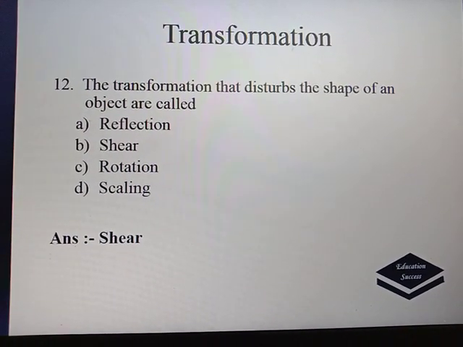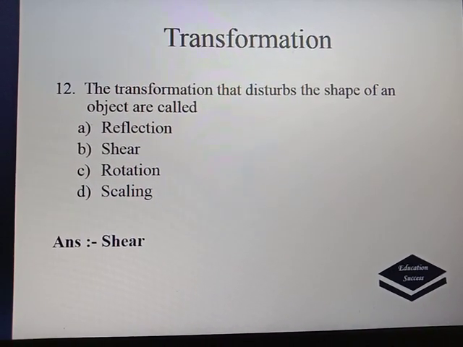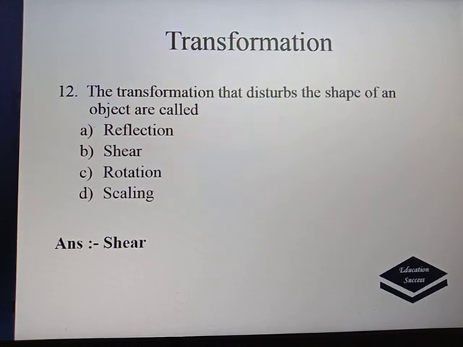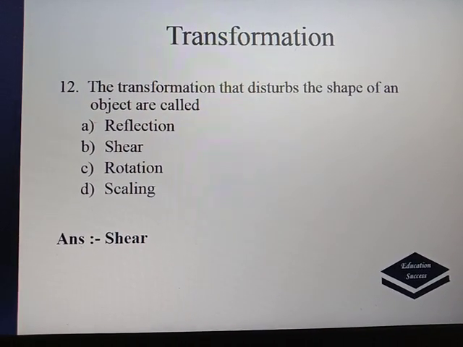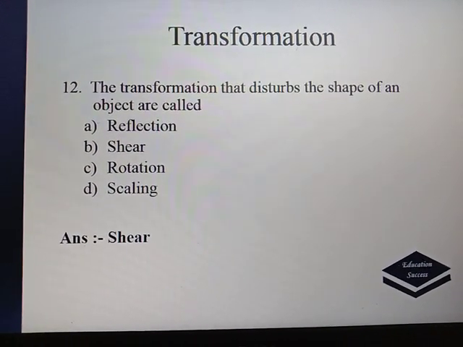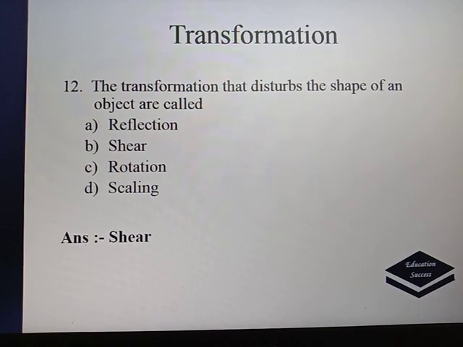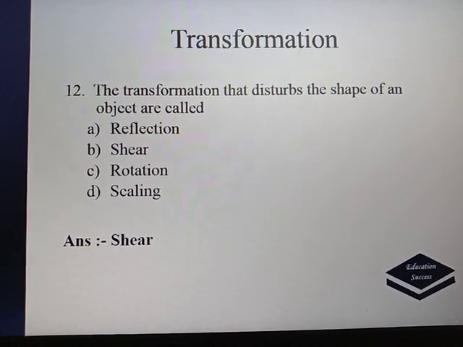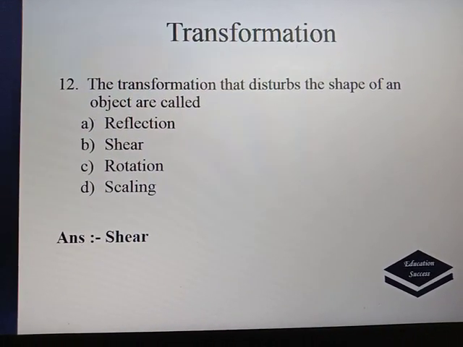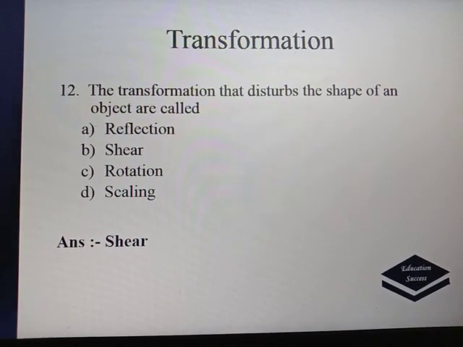The transformation that disturbs the shape of an object is called reflection, shear, rotation, or scaling. The correct option is shear. In the shear we disturb or change the shape of an object. Therefore the correct option is shear.